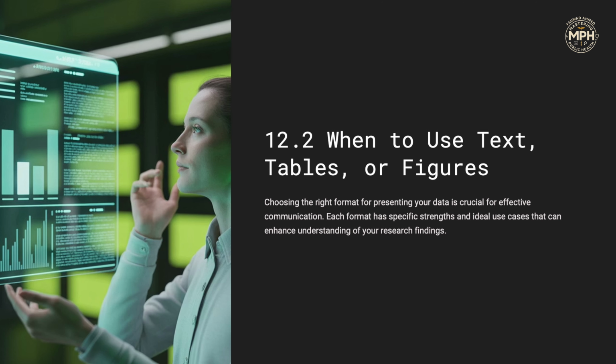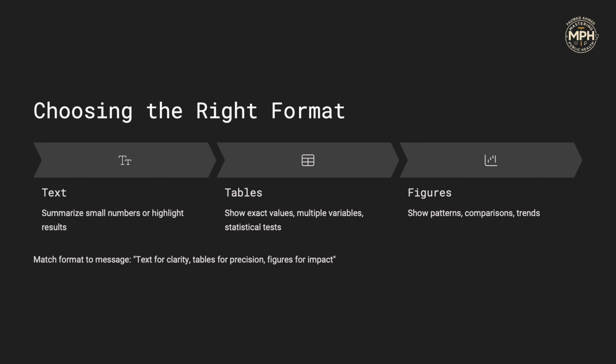Second is when and how to use text, tables, and figures. Use text when describing a few data points or making a specific point. Use tables when readers need exact values, multiple variables, or statistical outputs. Use figures when patterns, trends, or group comparisons are important. Use tables for precision and figures for persuasion. Each type has a purpose. Match the format to the message.